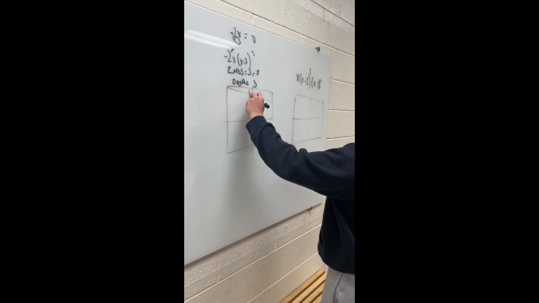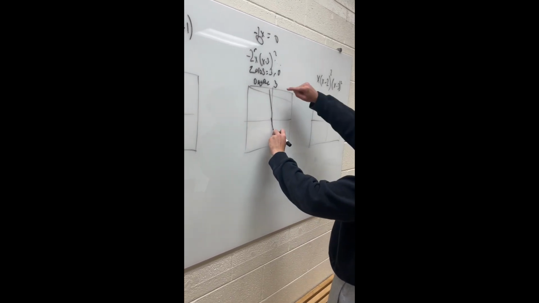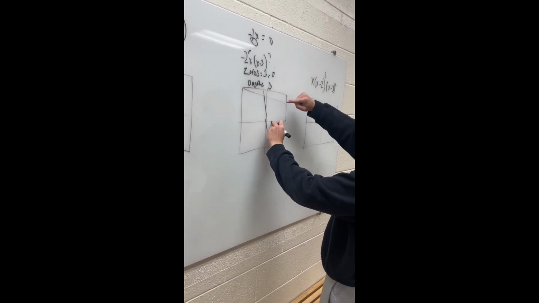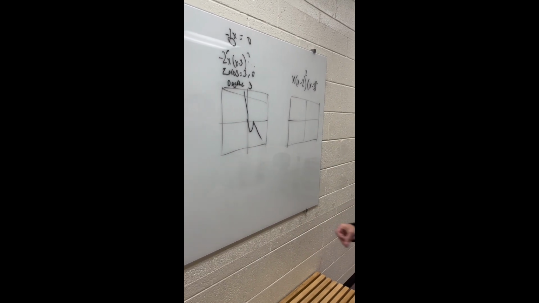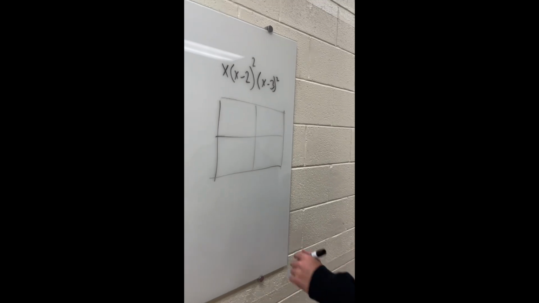Alright, so you're going to come from the bottom, it's going to come through 0, and then it's going to come up to 3, but it's going to bounce back down. And then just go. So that's that one. Alright, on to the next.